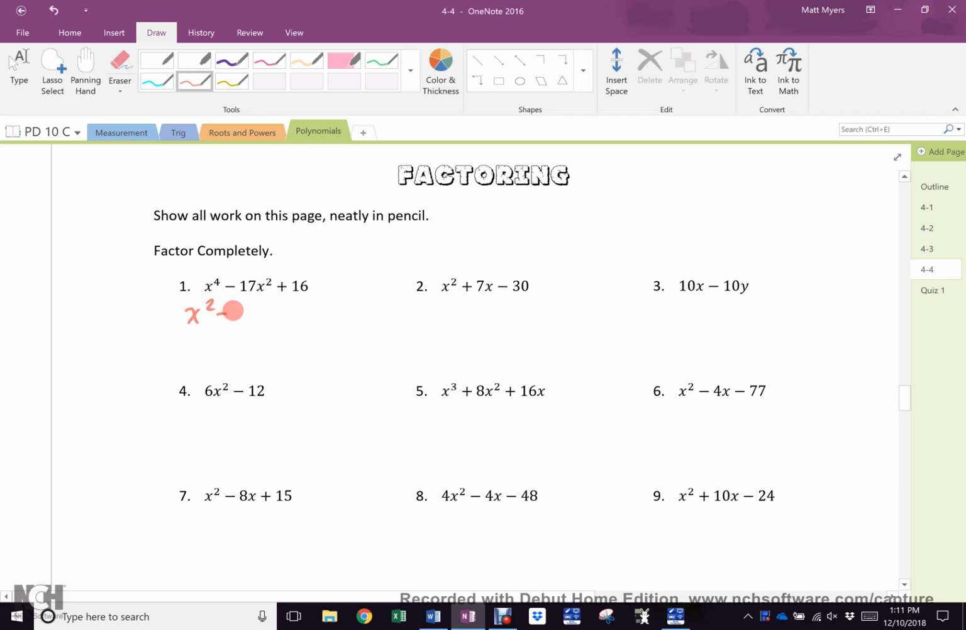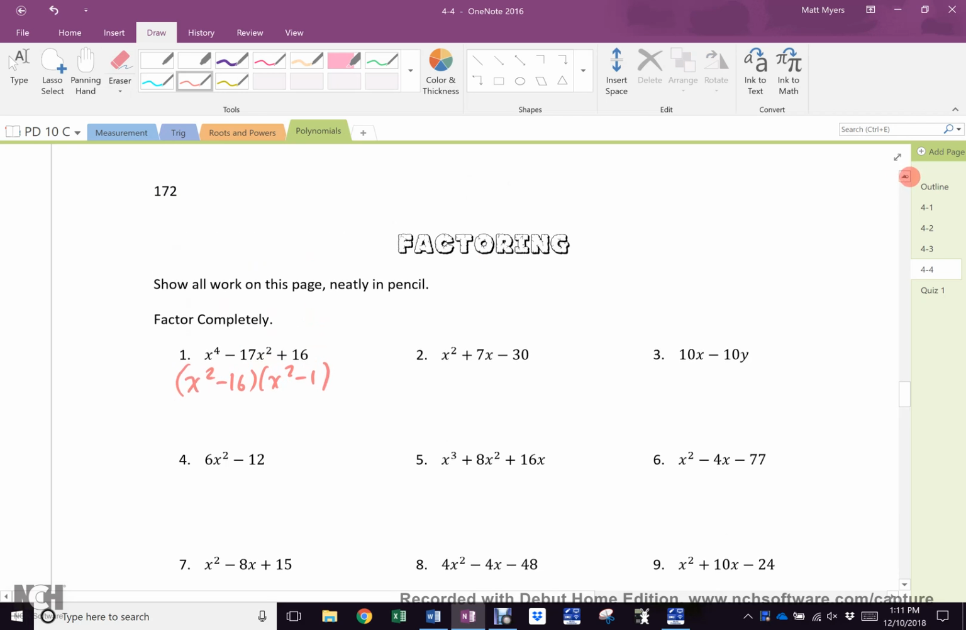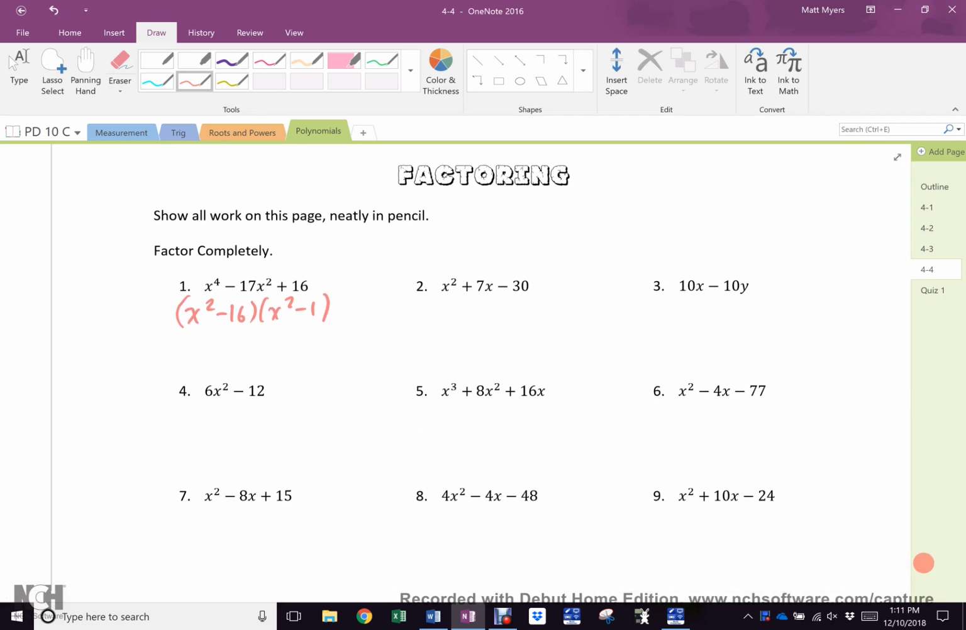X squared minus 16. X squared. This is 171, I believe. 172. Everybody said you saw 171. Okay. Of course, if you got there, you are half done because it is actually x plus 4, x minus 4, and x plus 1, and x minus 1. Because that is squared minus squared, that is squared minus squared.